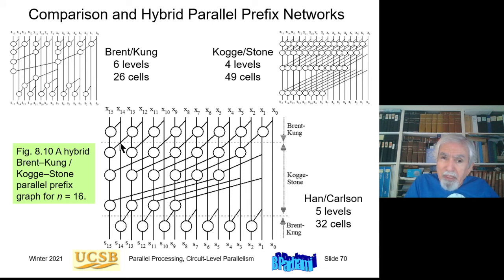But instead of doing the 8 input part as another Brent-Kung design, I'm using a Kogge-Stone design for the 8 input part. So this is a hybrid network. Part of it is based on the Brent-Kung strategy and part of it on Kogge-Stone. And this one happens to have 5 levels, intermediate between those two, and 32 cells, which is intermediate between those two. So these hybrid designs provide trade-offs in terms of latency and cost.